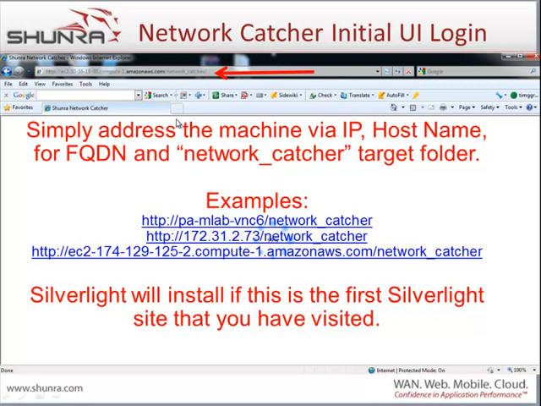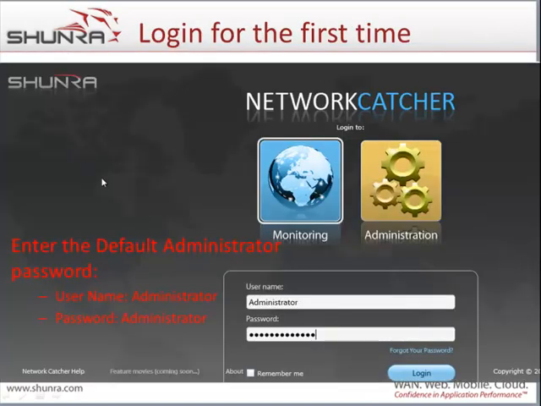This is the format. You want to put in the machine name or IP address, or if it's out on the internet, you want to use the fully qualified domain name or IP address, of course. Again, network_catcher, and you should be seeing this screen. Silverlight will install for the first time if you have not installed it previously. You will log in to the monitoring section to begin with. The default username and password is administrator with a capital A.